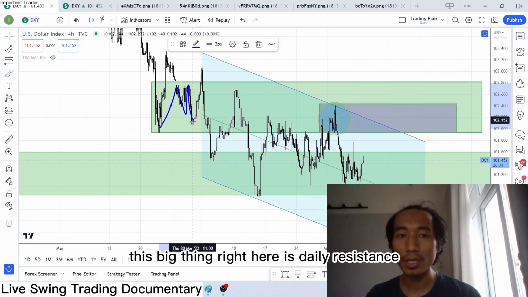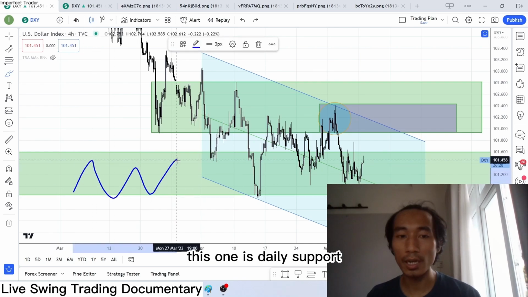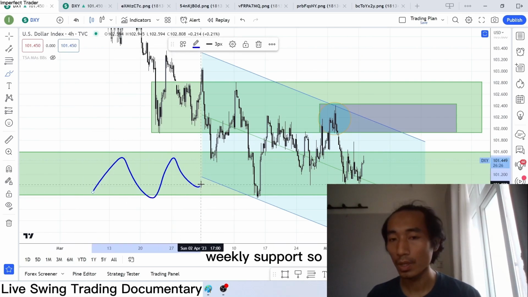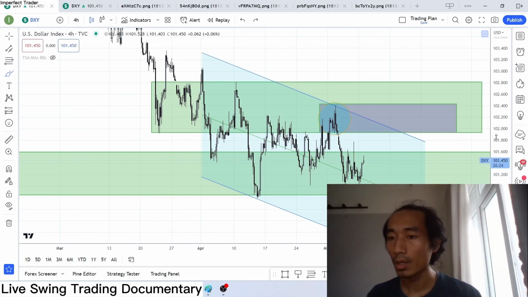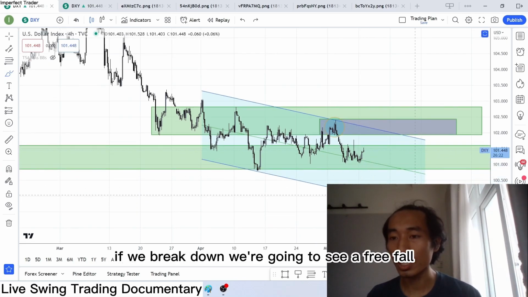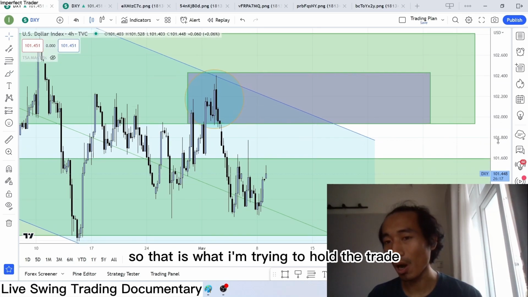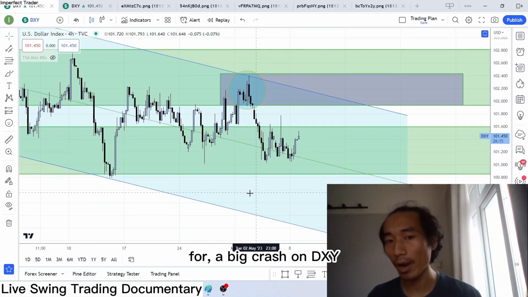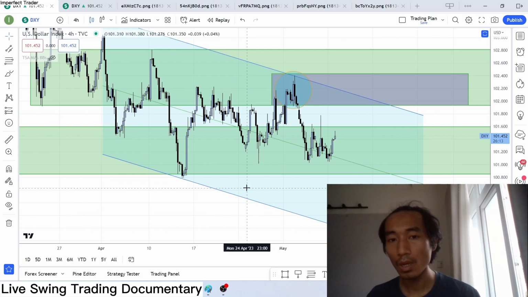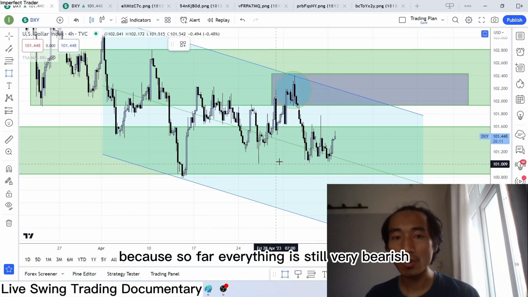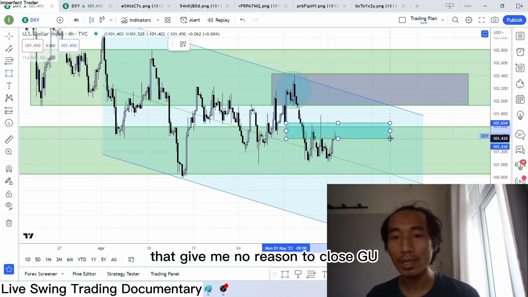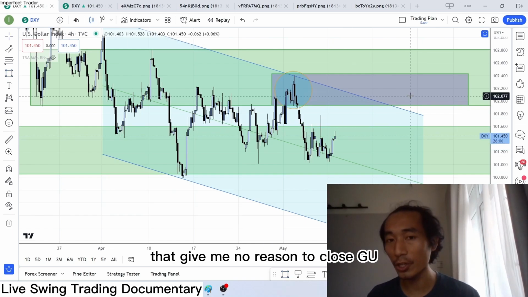This big thing right here is daily resistance. This one is daily support, quickly support. So if we break down, we're gonna see a free fall. That is why I'm trying to hold the trade for a big crash on DXY, because so far everything is still very bearish. That gives me no reason to close GU.